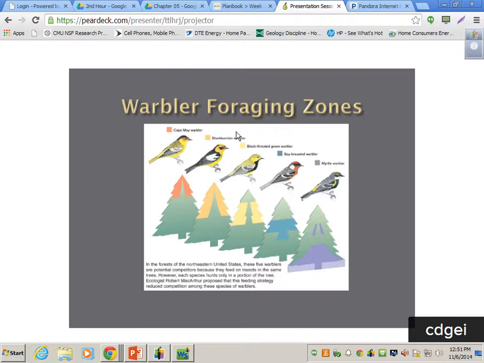The reason that they are endangered is because we don't have forest fires anymore, or as many, and the jack pine tree needs forest fires to reproduce. Its cones don't open up unless there's a forest fire. And so that is a type of warbler.